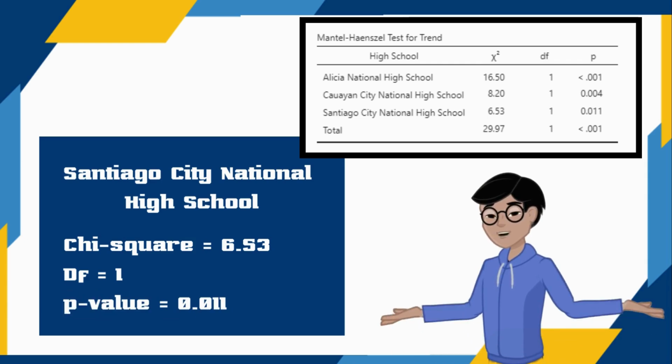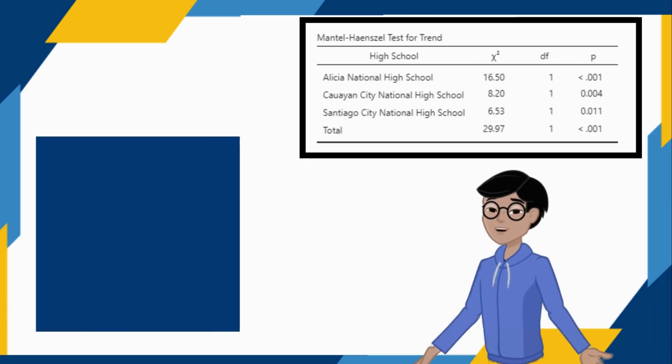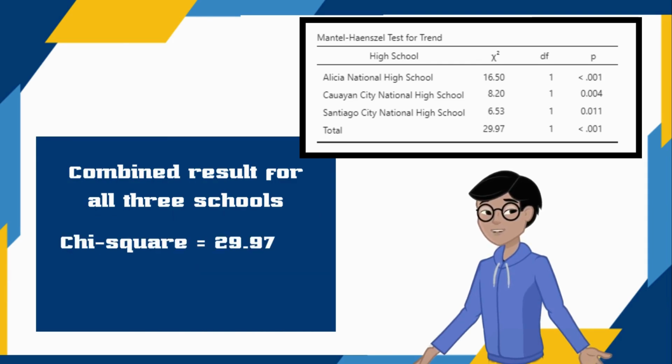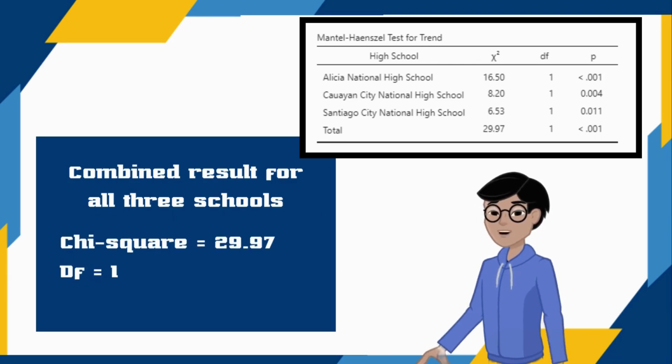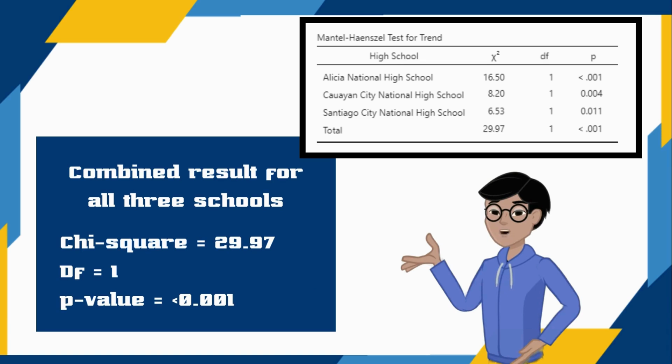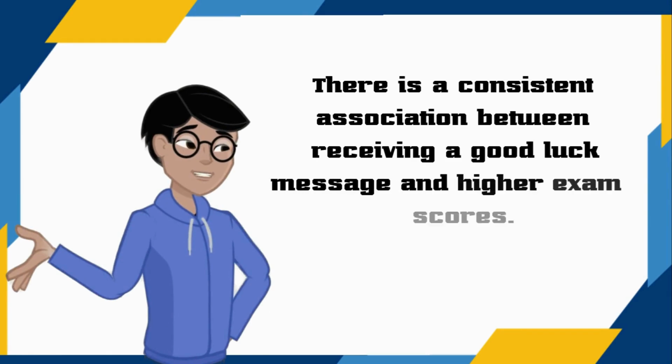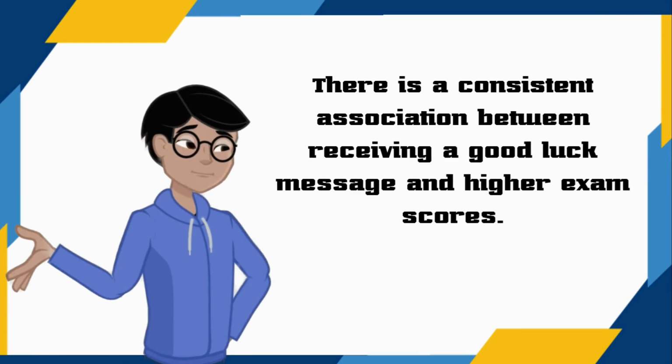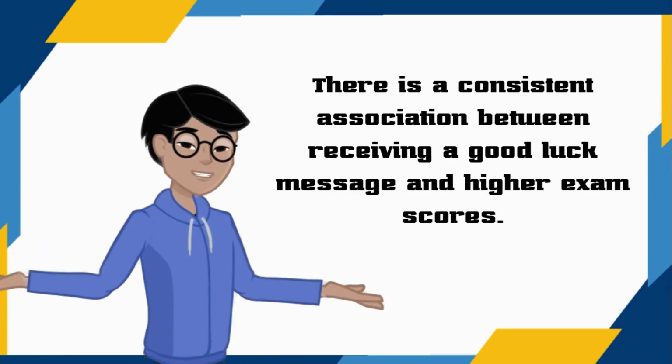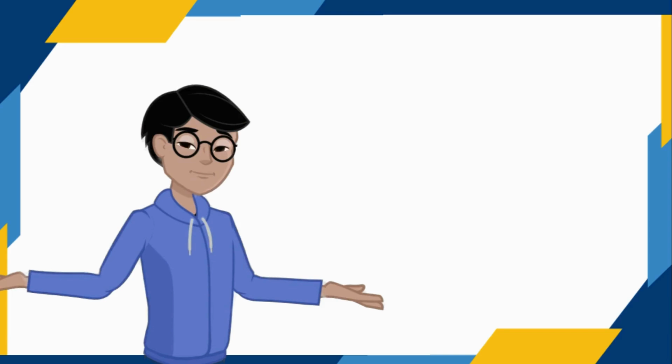For Santiago City National High School, the chi-square value with 1 degree of freedom was 6.53, with a p-value of 0.011. Overall, the combined chi-square value with 1 degree of freedom was 29.97, with a p-value less than 0.001. This suggests a consistent association between receiving a good luck message and higher exam scores across all schools.